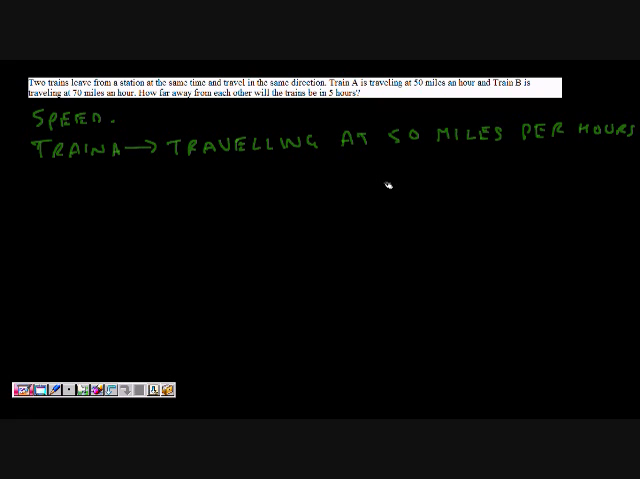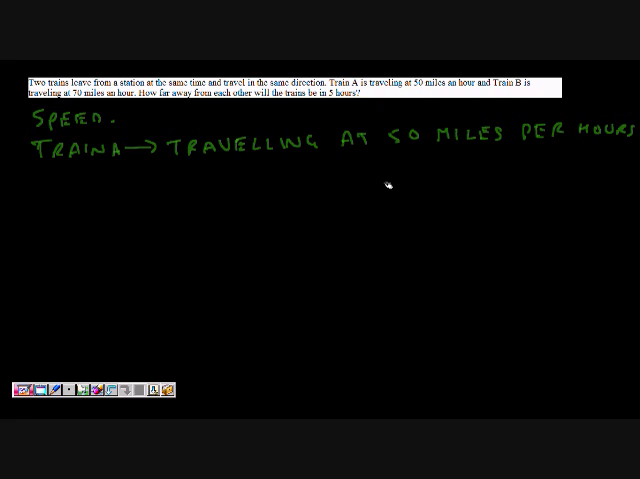Similarly for train B, if again you start a stopwatch as soon as the train starts from the station, and if you stop the stop clock at the end of the hour, the train will have traveled 70 miles from the station, or it will be 70 miles away from the station in an hour.